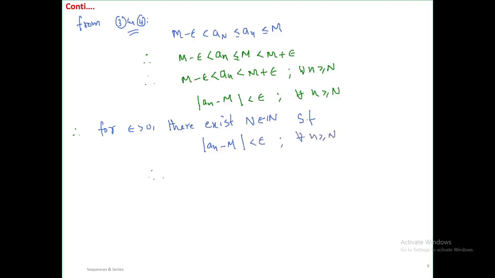So therefore the sequence an converges to, here instead of L you have m, right? Converges to m. That's it. What I want to prove is that an should converge. It does not matter which number it converges to, I want to know whether it converges or not. Yes, it converges. So an converges to m. Therefore the sequence an converges. So hence proved. That's it.